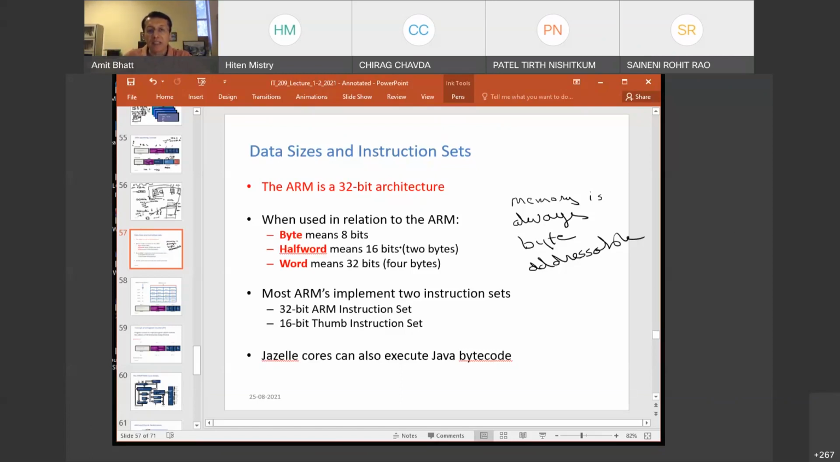Now, half word means 16 bits. So as I told you, the thumb instruction set is 16-bit. So you can say the thumb instruction requires, basically, if you want to bring in a thumb instruction, you have to fetch a half word from the memory, right? So half word just shows a quantity. If I say half word, that means 16 bits.